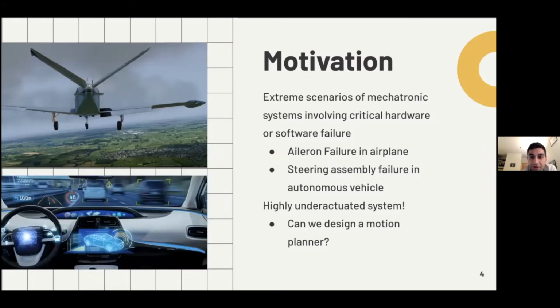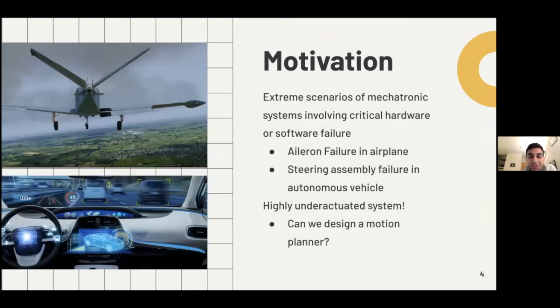So the main motivation for our work is extreme scenarios of mechatronic systems involving critical hardware or software failures, right? So consider the extreme case of aileron failure on a plane or a steering assembly failure in a self-driving car. Critical hardware failures on autonomous systems severely limit the control input space and cause the system to be underactuated. In these sort of emergency situations, a unique motion planning method is needed that can handle the limited range of motion commands.